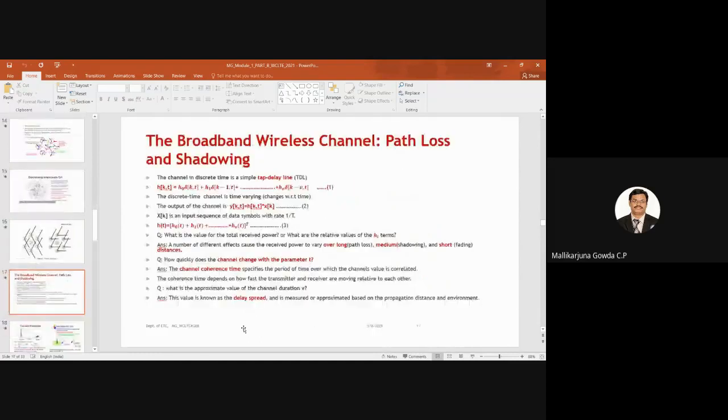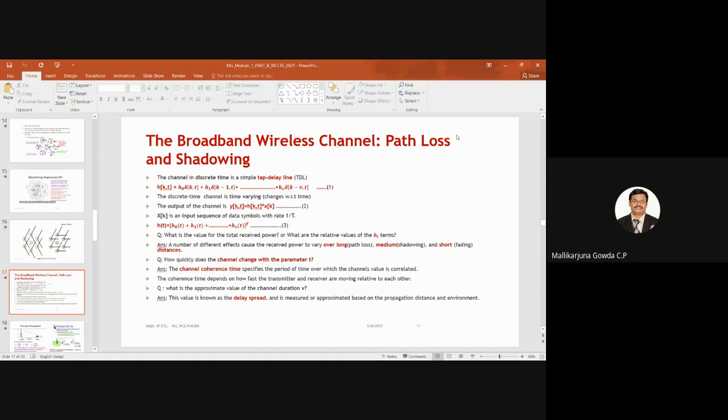So let me start today with the channel. Today's topic will be the broadband wireless channel. I will be discussing path loss as well as shadowing. Here we all know this wireless communication system, right? So modeling of a channel is an important task.